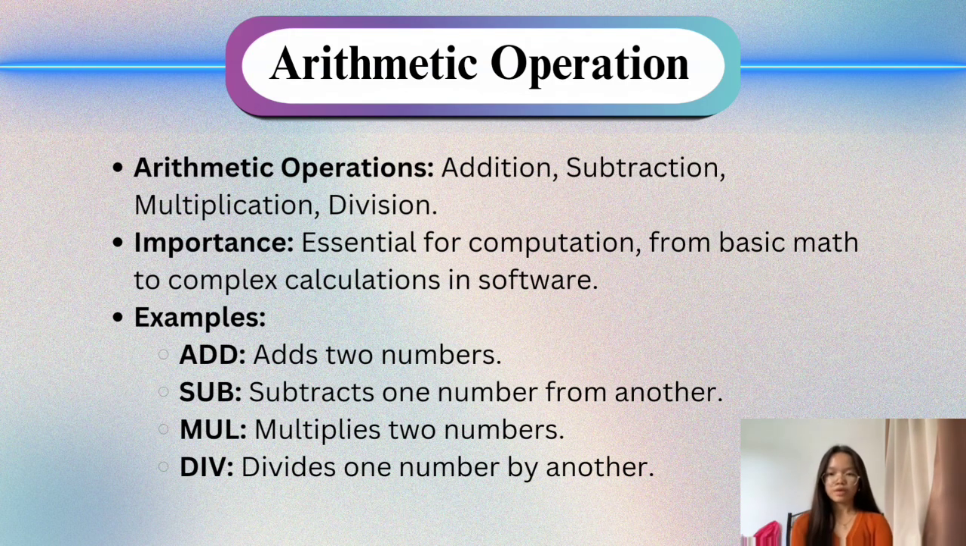So, in terms of arithmetic operations, the ALU can perform basic mathematical functions like addition, subtraction, multiplication, and division. These operations are crucial for almost all types of computing tasks, from simple calculations in everyday software to complex computations in scientific programs. The ALU ensures that these operations are executed efficiently, enabling the CPU to perform a wide range of tasks.